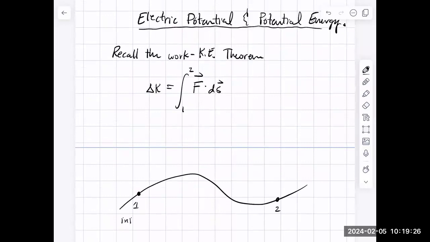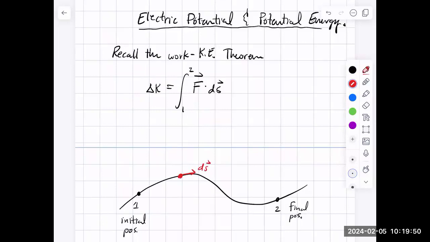So this will be like our initial position, and this will be our final position. And what we're going to imagine is that we have some particle, and that particle is moving along the path from 1 to 2. At every point along this path, it has some displacement, and that displacement is going to be parallel to the path. So at the position I happen to choose between points 1 and 2, that red displacement ds is tangent to the path at that point.